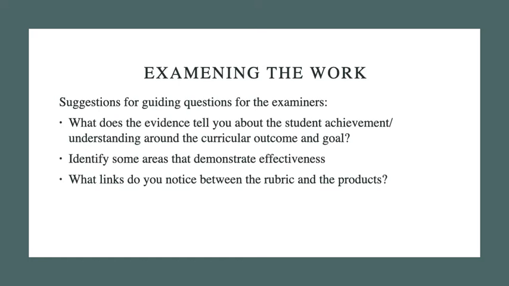Some suggested questions to get you started could be things like looking at what the evidence I've provided tells you about the student achievement, their understanding around the curricular outcomes, and the goal that was our intention here. Identifying some areas that demonstrate effectiveness. And then what links do you notice, in this case not the rubric, between the assignment, the products, and the curriculum outcomes?